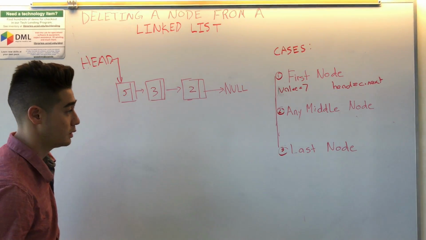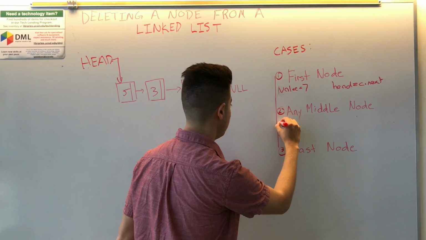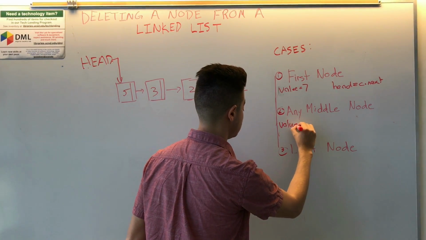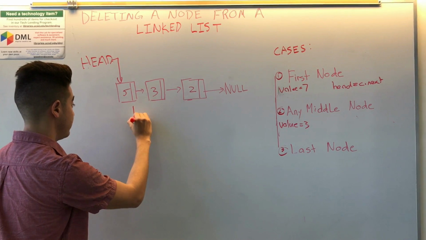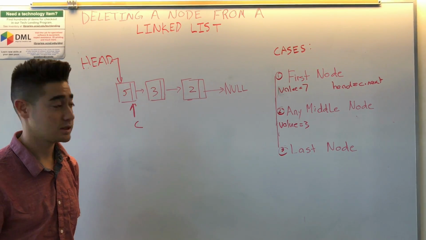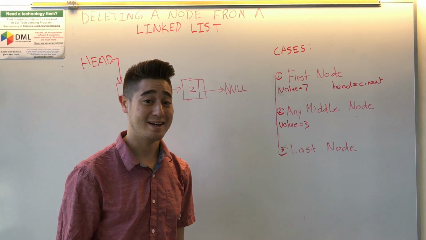For our second case, deleting any middle node, let's say we want to delete a node that has the value equal to 3. Again, we create a pointer called C and have it point to the first node in our linked list. We check if C's value of 5 is equal to the value we want to delete. We see that it isn't.